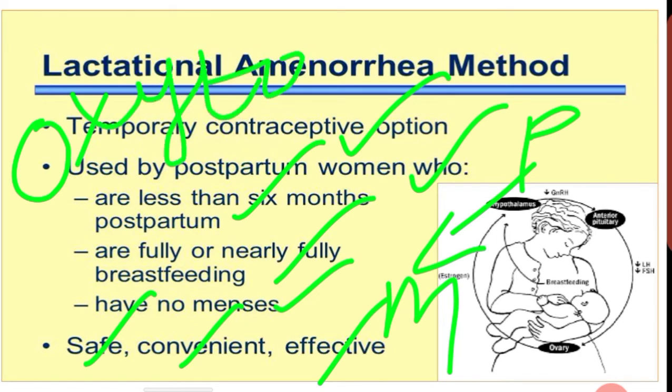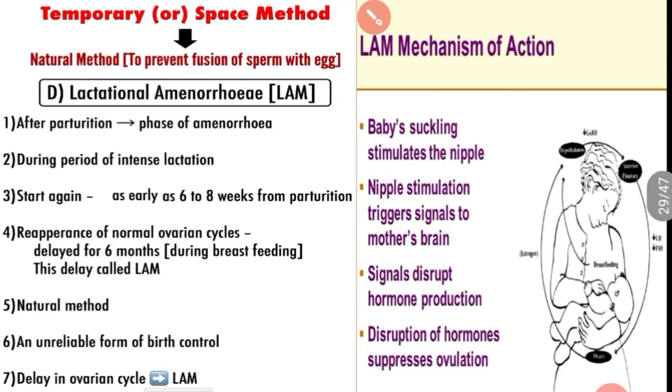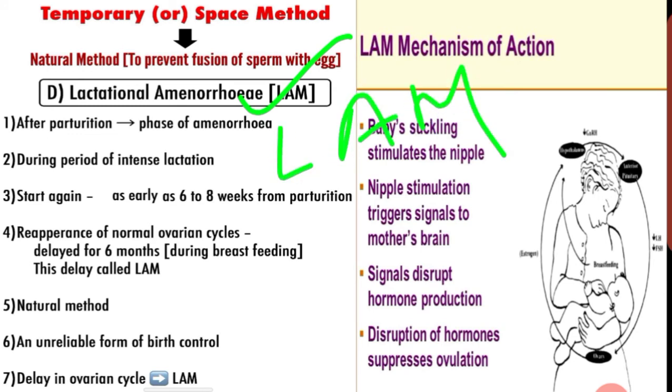So at this time, prolactin and oxytocin are very busy stimulating milk production. At the time, the menstrual cycle will not happen due to suppression of the estrogen hormone. Right? This is lactational amenorrhea, LAM. We'll see it briefly here. For the exam, you have to write notes for lactational amenorrhea.